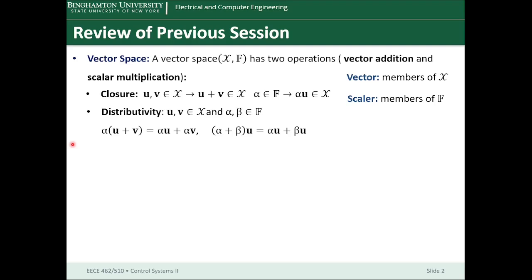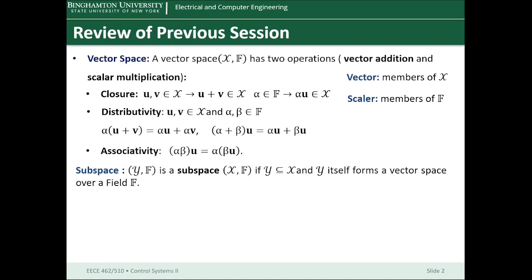Similarly, if alpha and beta are scalars and u is a vector, then the scalar alpha plus beta multiplied by u must give the same result as alpha times u plus beta times u. We also required associativity of scalar multiplication. That means if we multiply u first by beta and then by alpha, the result must be the same as multiplying u by the product alpha times beta.